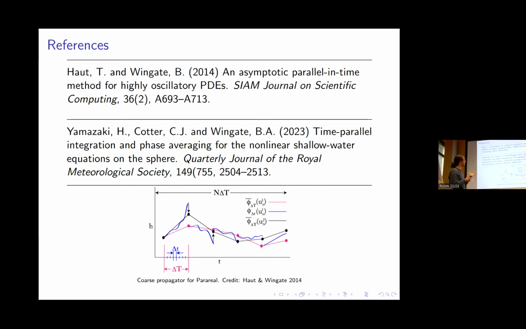An interesting example is this paper by Yanzaki, Kotter, and Wingate, where they used phase averaging to solve the shallow water equations on a sphere.